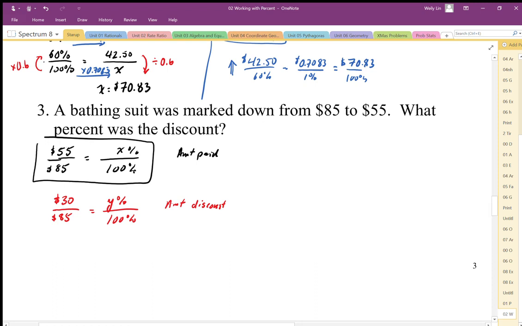I'm just going to do 30 divided by 85. And that gives me 0.3529. So my Y percentage discount is equal to 0.3529, which I'm going to convert to a percentage of 35.29%.